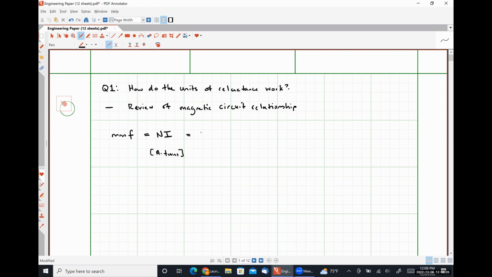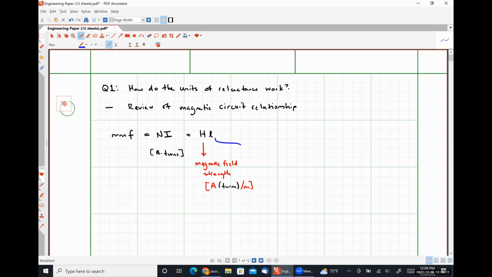This will also be equal to H times L, where H is the magnetic field strength, measured in amps. And I'm going to put in parentheses here turns, because if there's a coil, there will be some number of turns and it's a measure of the total current. So amp turns per meter.